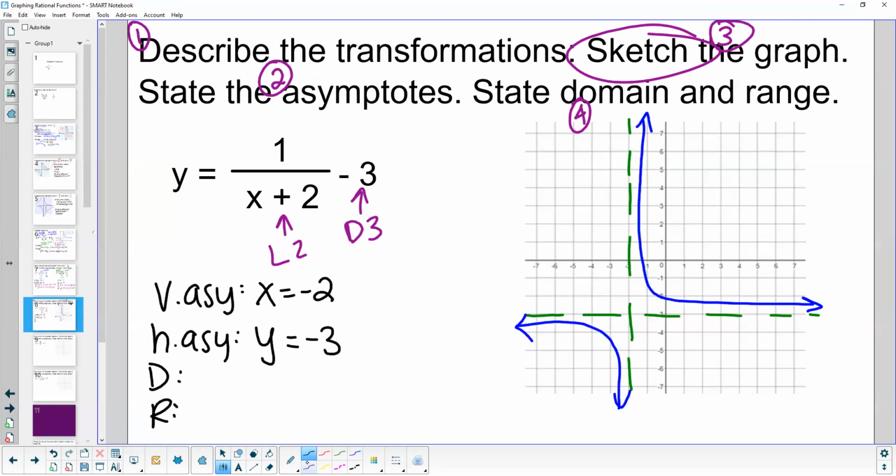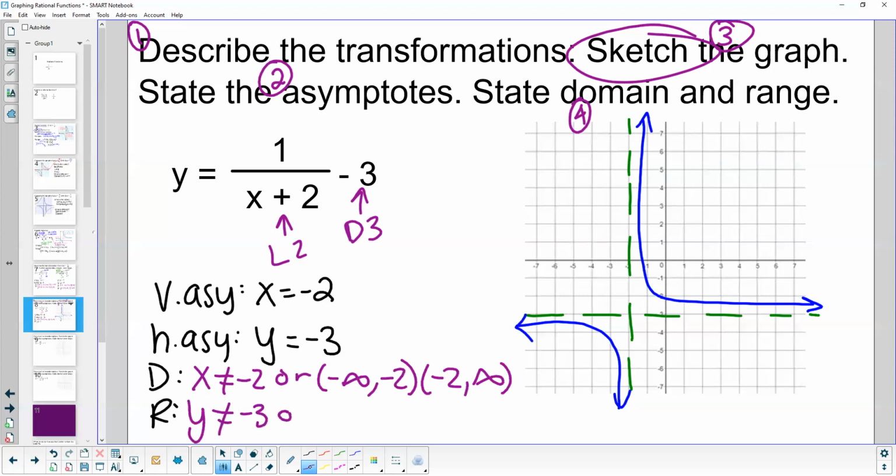So then what would our domain and range be? Well, our domain would be x can't be -2, or it's -infinity to -2 and -2 to infinity. Our range is going to be y cannot be -3, or you can write it as -infinity to -3 and -3 up to infinity. Either of those two methods work there. But that's how we can do all 4 of those pieces. So it's not super tricky. We just want to identify those things and decide which quadrants and how sharp they need to be.